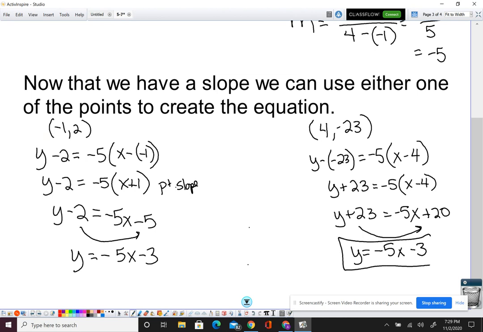Now you can see that those two equations were actually the same equation, just in different form. So it doesn't matter which one of the points you use after you calculate the slope and use the point slope form, when you're given originally 2 points.